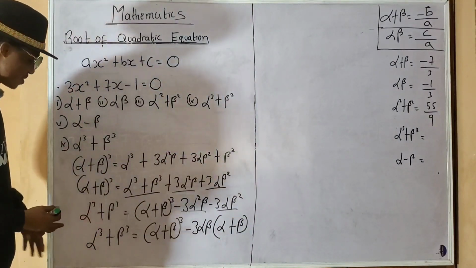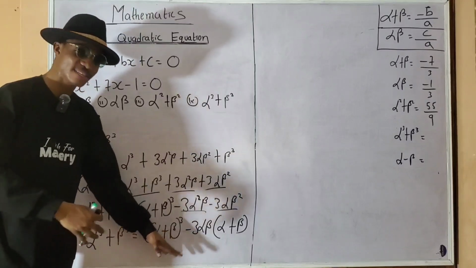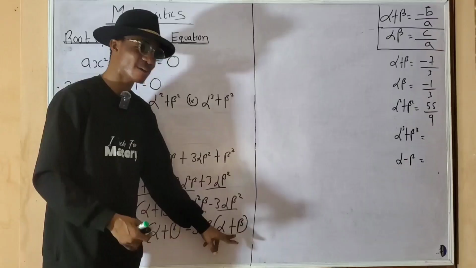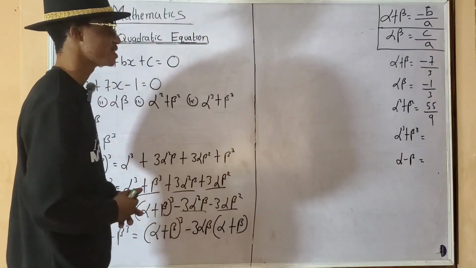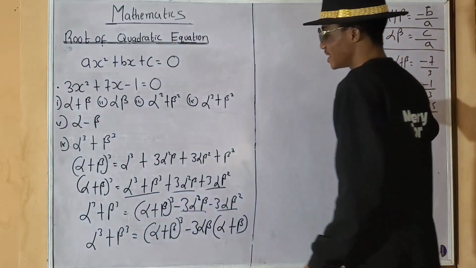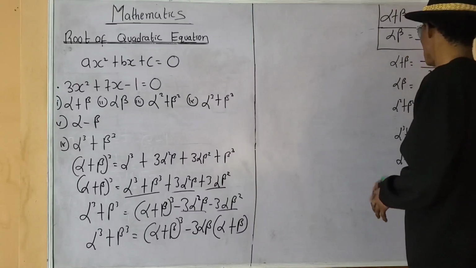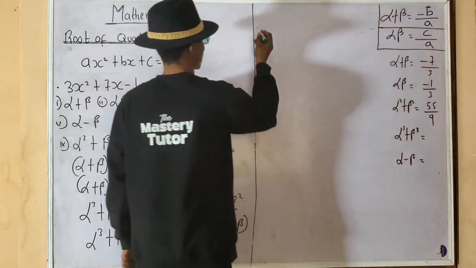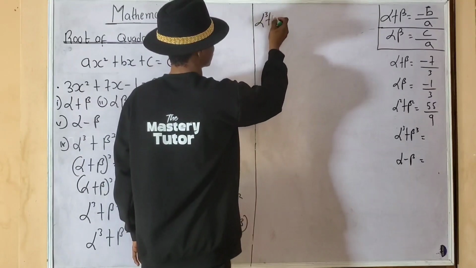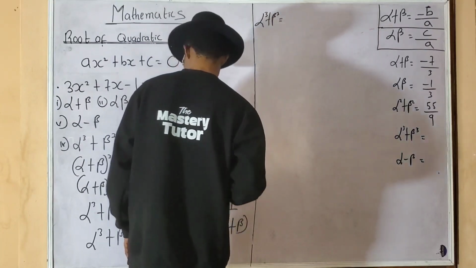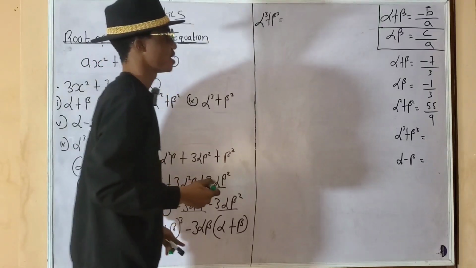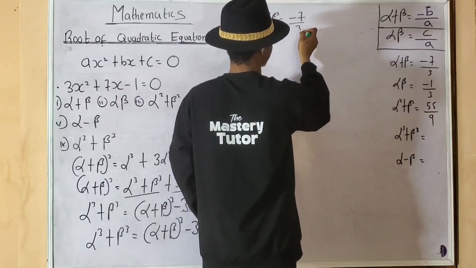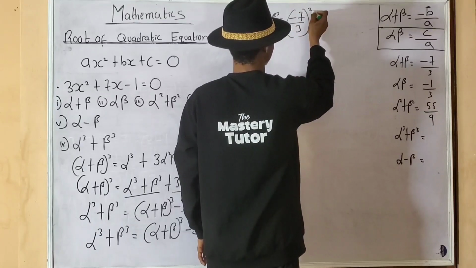And also, for this now, you can see that all we have at the right hand side is alpha plus beta squared minus 3 alpha beta multiplied by alpha plus beta. So you can see that it is easy to substitute the value of alpha plus beta as negative 7 all over 3, and also alpha beta as negative 1 all over 3. So I'm going to do that. So alpha cube plus beta cube will be equals to alpha plus beta cube. Alpha plus beta is what? Negative 7 over 3. So I'm going to have negative 7 all over 3. Now, the power will be what? Raised to the power of 3.